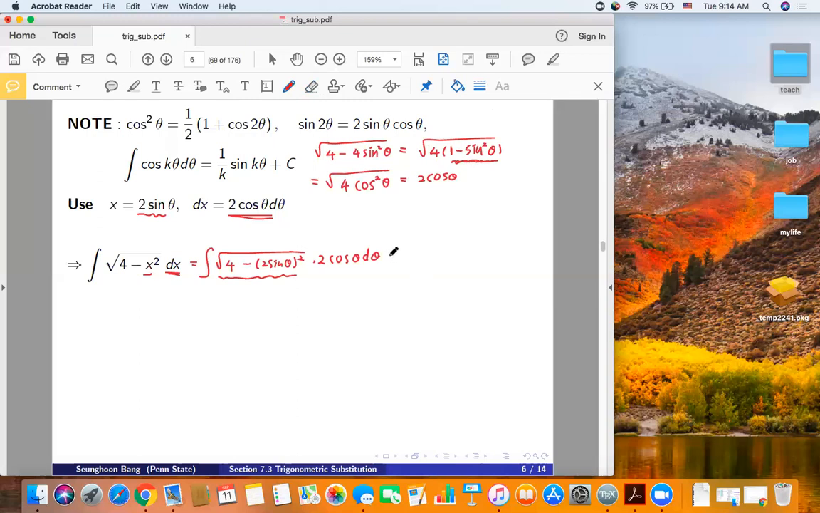So we have, this is the same as the integral. 2 cosine theta is the square root part. The remaining one is 2 cosine theta d theta. This is like 2 times 2 is 4. Take out 4. Integral of cosine squared of theta d theta. It's good.